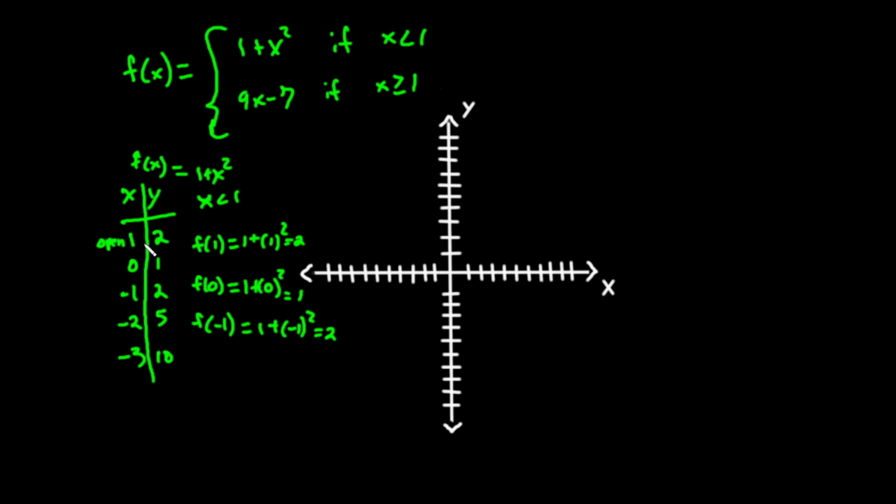So the first point is going to be open at 1, 2. So we have 1, 2, and it's open. So just go to 1, 2 and make an open circle just like that. All right, what else do we have? We have 0, 1. So 0, 1 is right here. We have -1, 2. Oh yeah, we nailed it. And you're going to see why. We have -2, 5. 1, 2, 3, 4, 5. And then we have -3, 10. So 1, 2, 3, and then all the way up to 10.